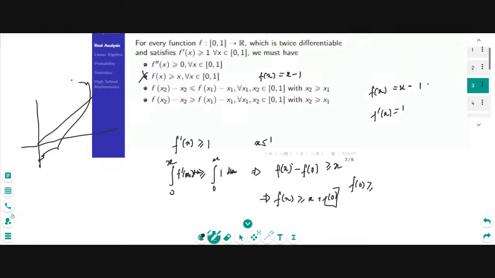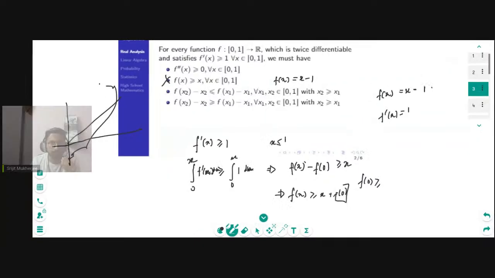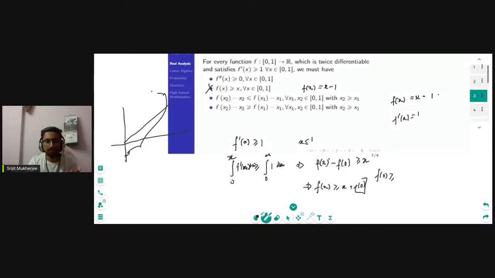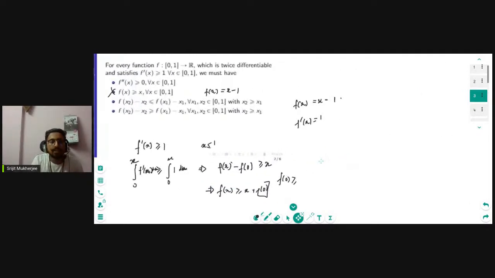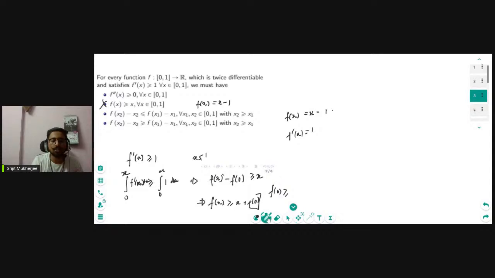Let's look at the first option. What does the first option say, guys? The first option says that f double dash x is greater than or equal to 0. What is the intuition behind this option that you must understand fully? The intuition behind this option is the following. Any questions, guys?